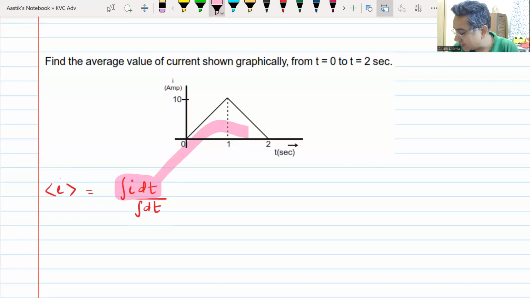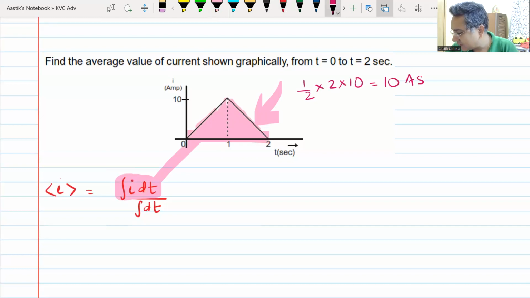It means the area of this graph. Just find out the area of this graph. That is the integral of I dt. We just find the area of this graph. How much is the area of this graph? Half into base into height, 5. That is 10 ampere second.